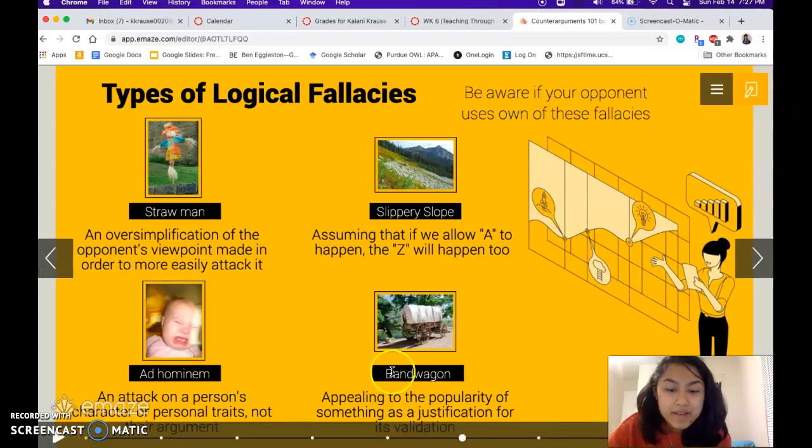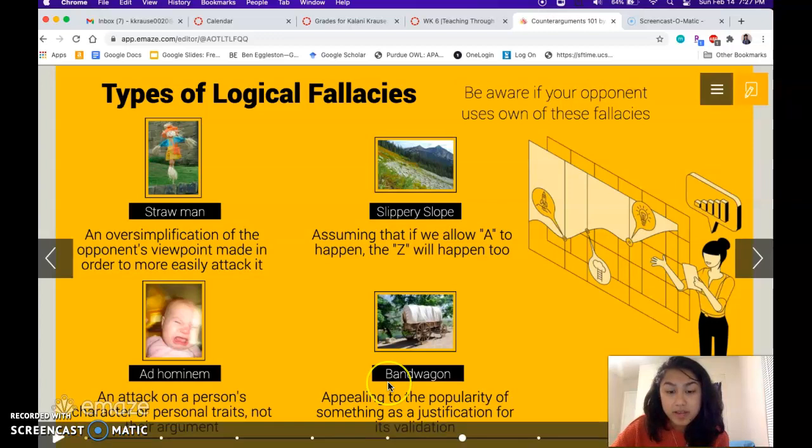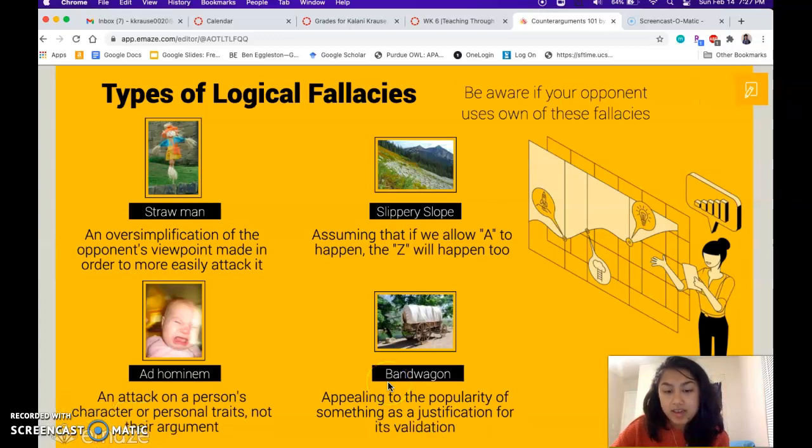And lastly, we have bandwagon. So you might be familiar with the term bandwagoning when people kind of jump on to the most popular sports team or the most popular band or the most popular TikTok trend. Same thing with someone using a counter argument against you, right? They're appealing to the popularity of something as a justification for its validity.